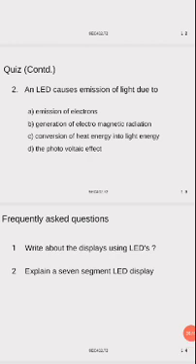When we study the reverse bias characteristics of an LED, its VI characteristics under reverse bias condition are similar to the ordinary diode.